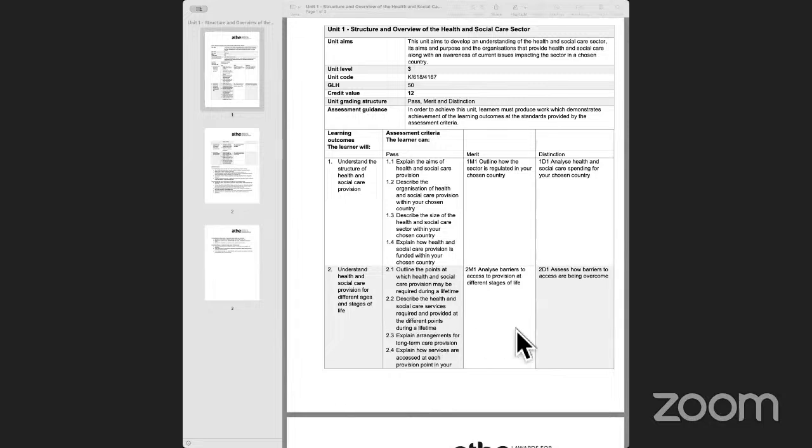The second one is: describe the health and social services required and provided at different stages. And this is more of an elaboration of assessment criteria 2.1. When we define the 5 or 6 stages of human growth and development, at each stage, what kind of support is required, we'll be detailing it out as we go along.